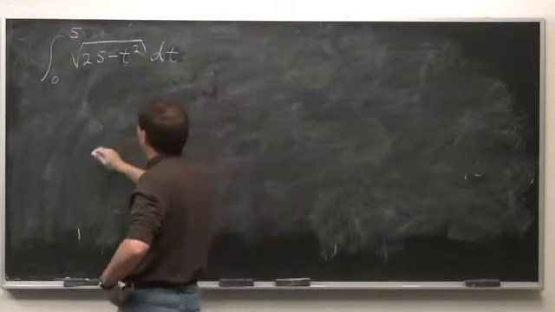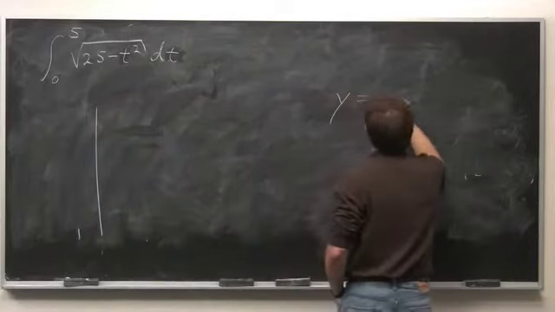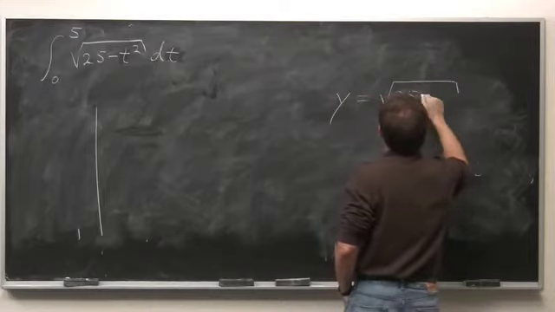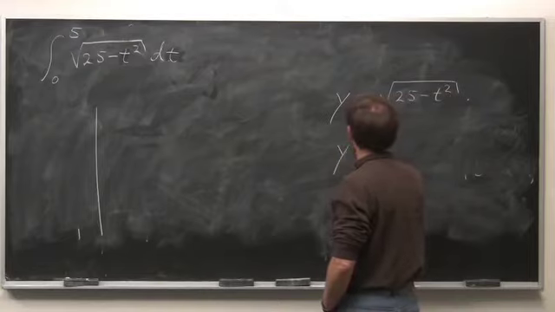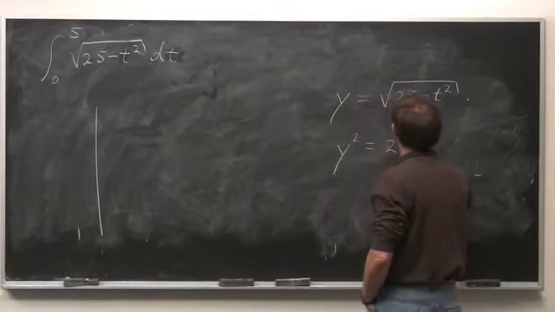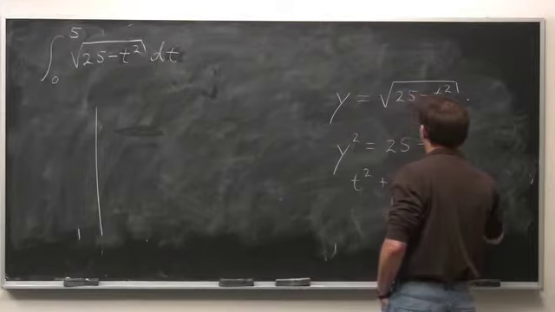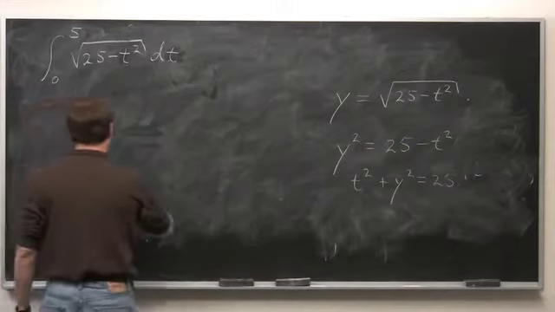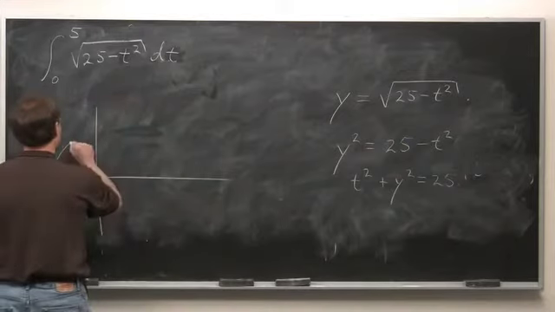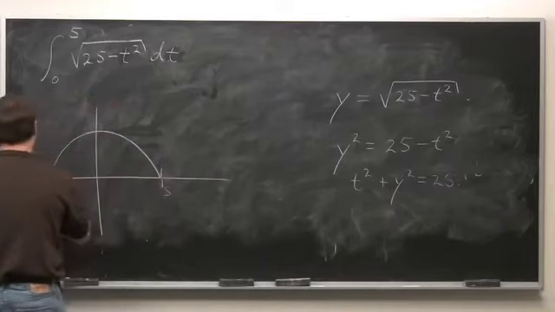So how do you do this? Well, hopefully you realize that this function is part of the graph of a circle. If you square both sides, you get this, or what's the same thing, t squared plus y squared equals 25. But by taking the square root, you only get non-negative y values. So the graph of that function is the top half of a circle of radius 5 centered at the origin.